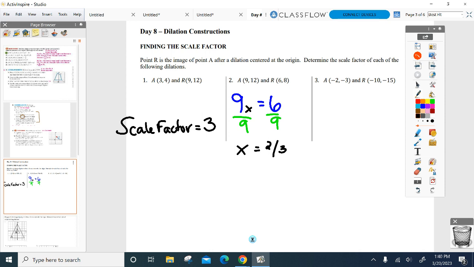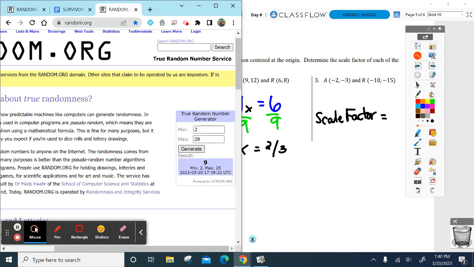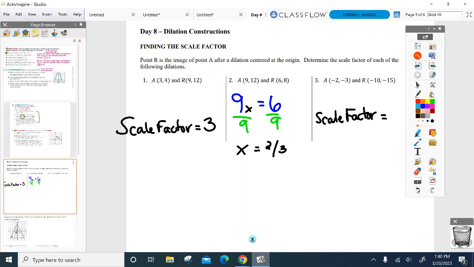Hey, you and your group, number 3. Go ahead. What's my scale factor on number 3 now? -2 to -10, -3 to -15. And your scale factor here. Here we go. Hook me up. 7. 5.